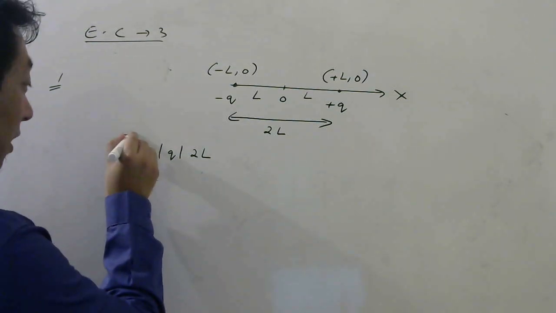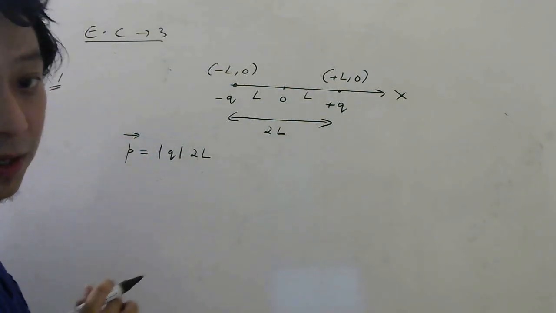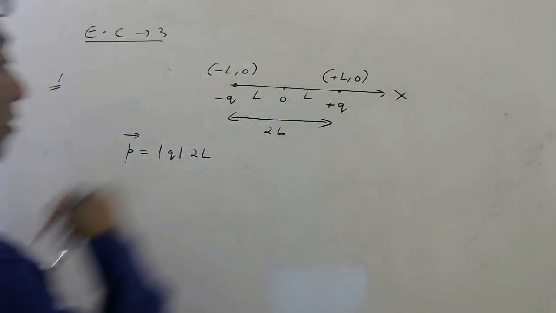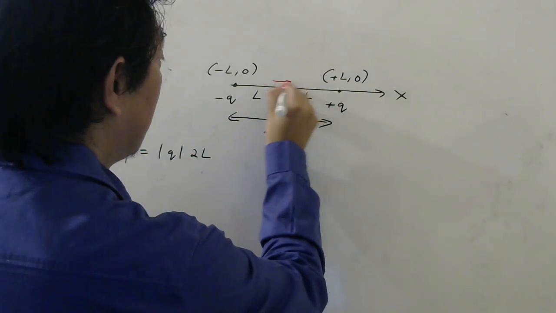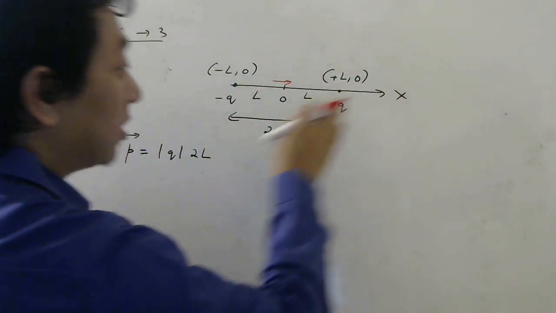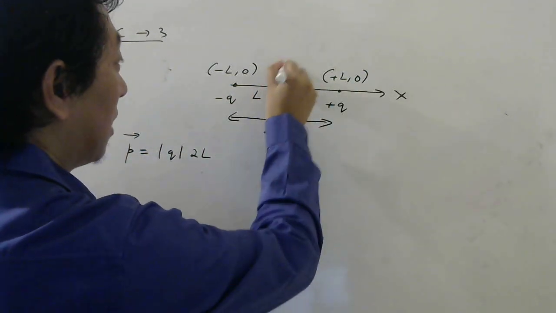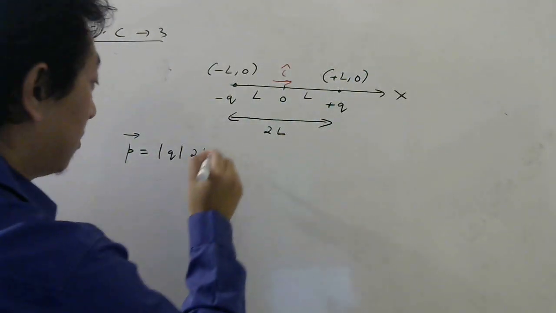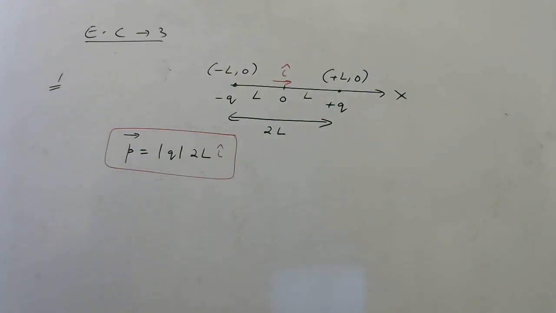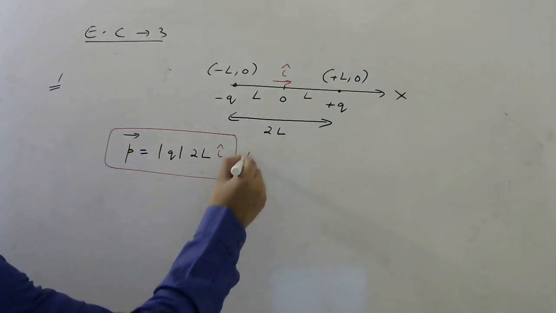Now, if I put a vector, I have to put here the unit vector in the direction of dipole moment. Dipole moment is taken from where to where? From minus q to plus q. So dipole moment is in this direction. Since this is positive x-axis, which is the unit vector in positive x-axis? I cap. Understood or not? So I should write here I cap. So this is dipole moment in vector form. Which option satisfies this answer? Option A.